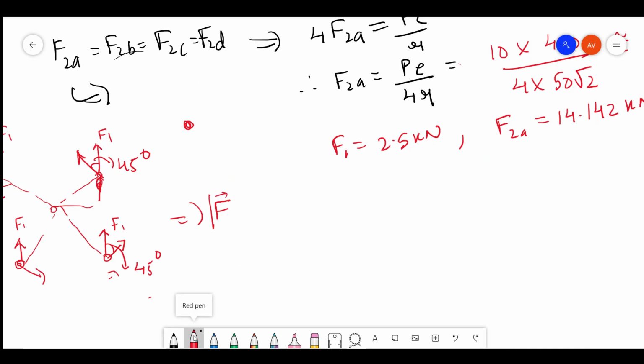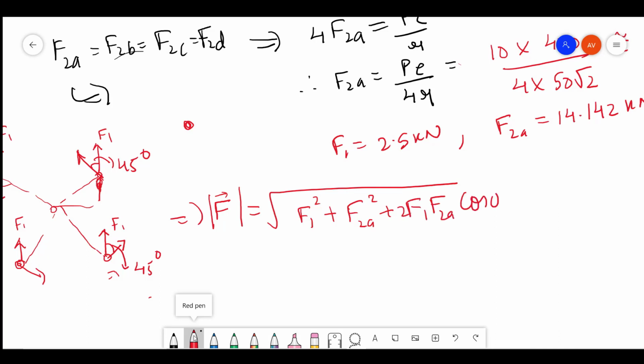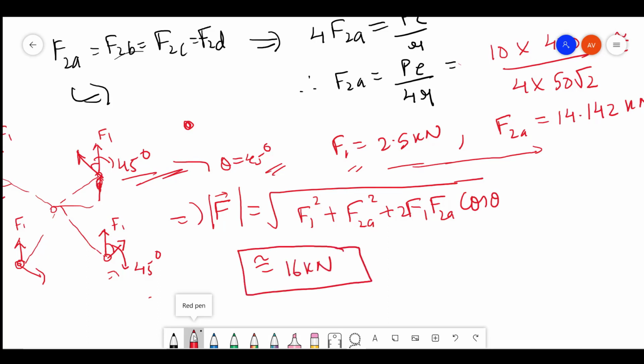So your magnitude of the resultant force is given by the square root of F1 square plus F2A square plus 2 F1 F2A cos theta. In this case, theta is 45 degrees. Okay, so using these three values, what you're going to get is roughly 16 kilonewton. So this is your final answer.